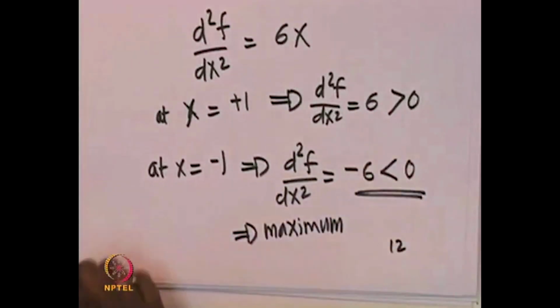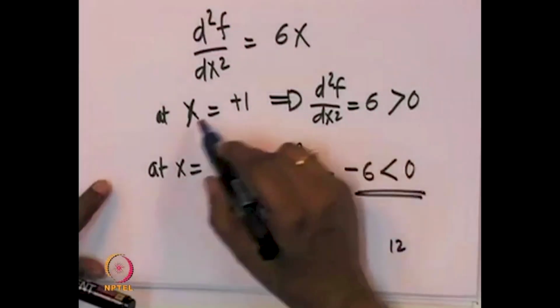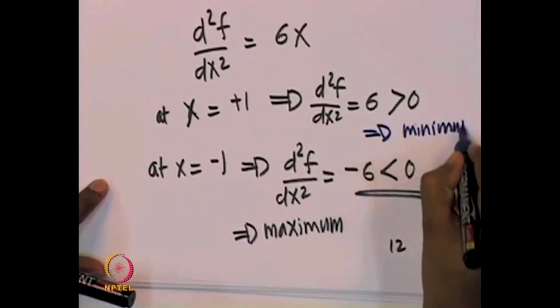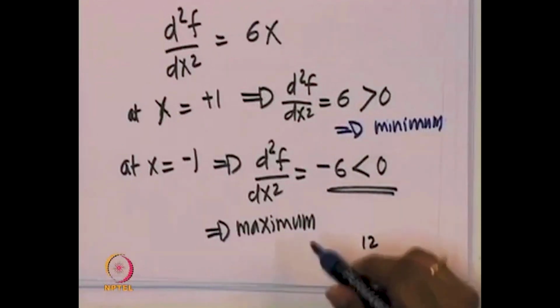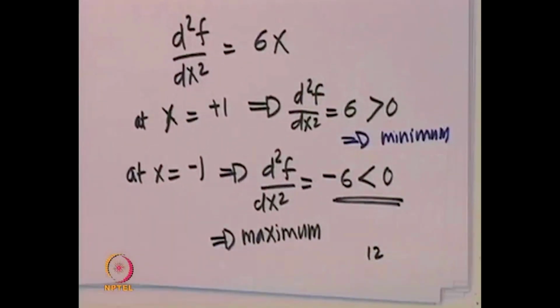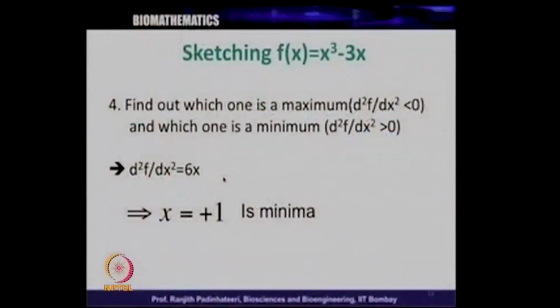As we learned, at x equal to +1 you have a minimum. So, we have a minimum here and a maximum here. In the slides we showed that at x equal to +1 it is a minimum, and there is an error here. It should be written as x equal to +1, it is a minimum, and x equal to -1, it is a maximum. Okay. So, let us look at this plot once more.